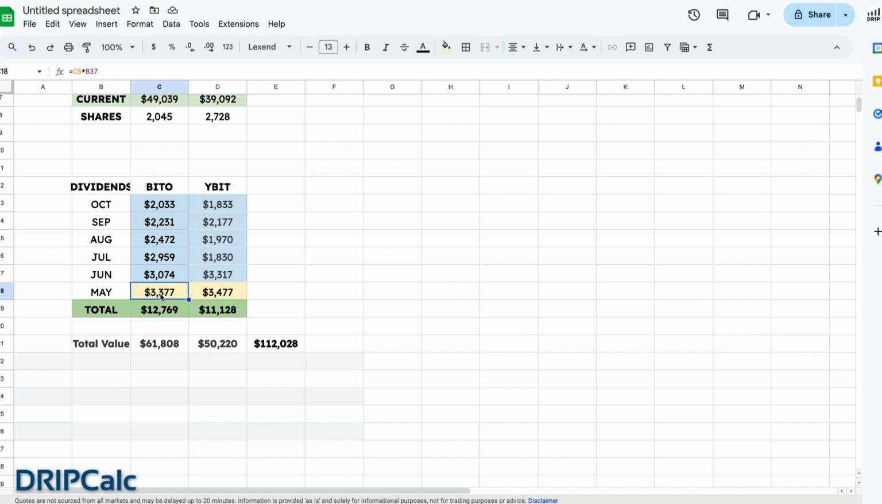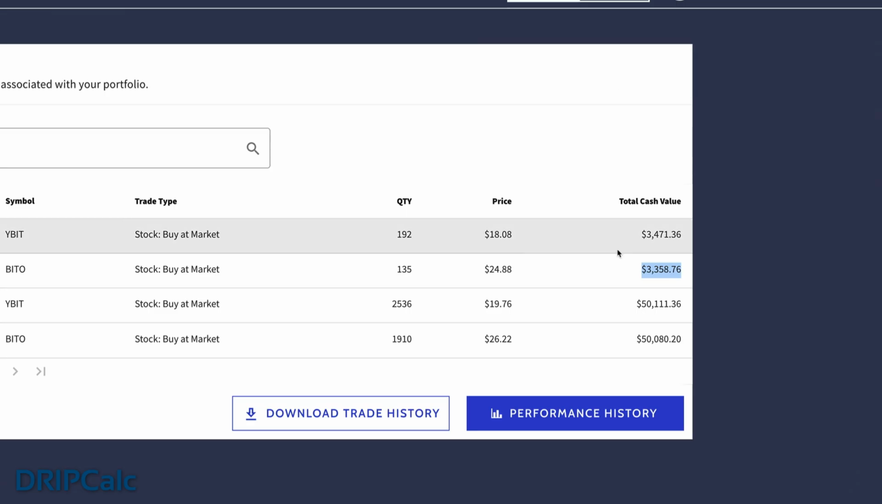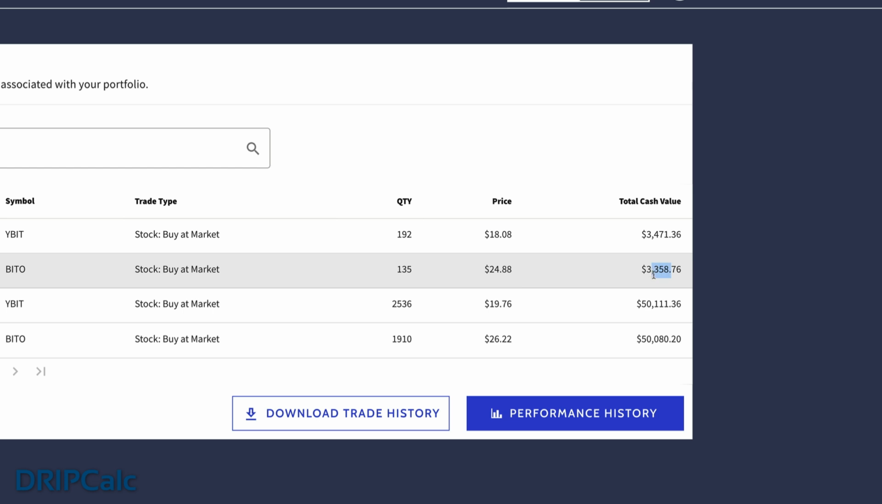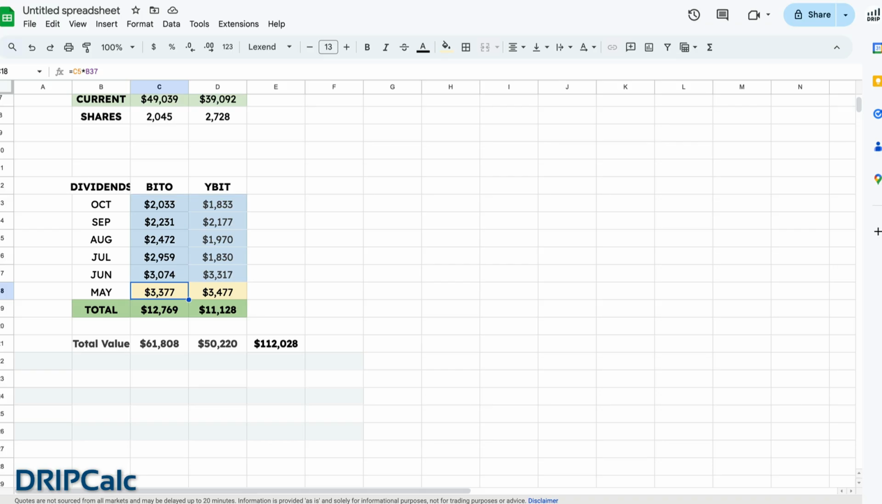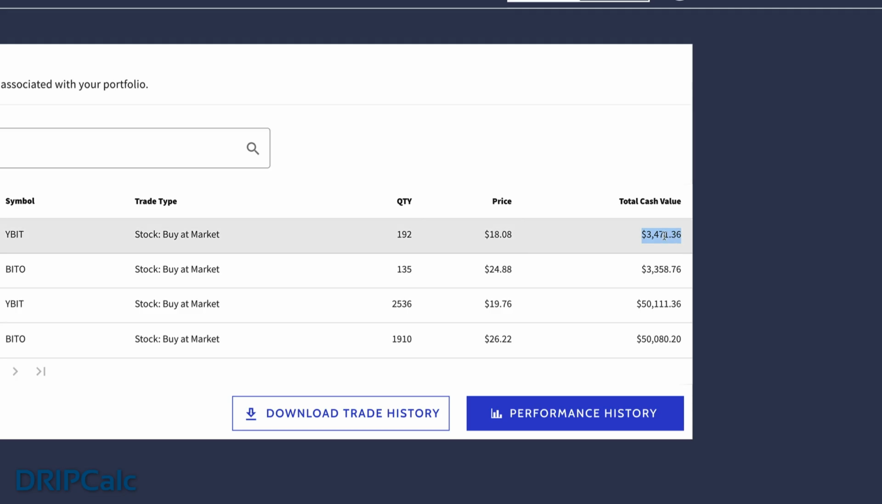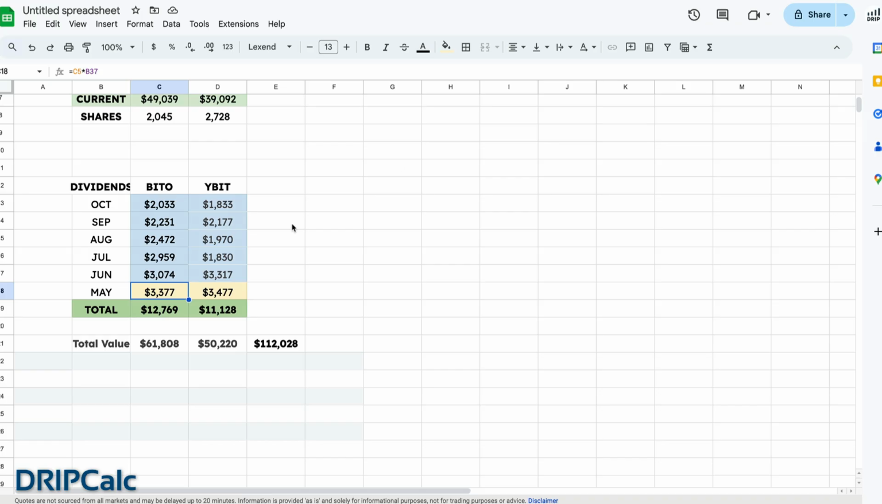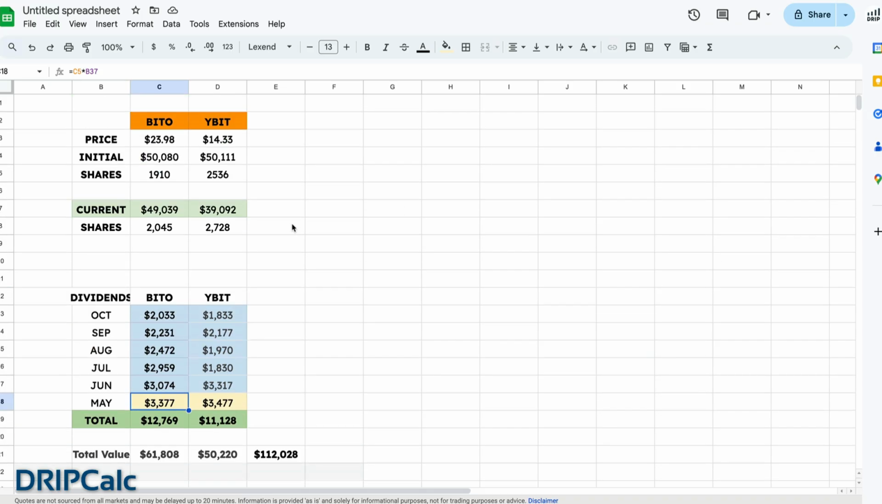$3,377. Let's compare it over here. I purchased a little bit less, actually about $20 less. And then with the dividends I collected from BITO, I purchased this much. Let's go over here, $34.77. So still very close, within $6. And here are the returns over that 6 month period.